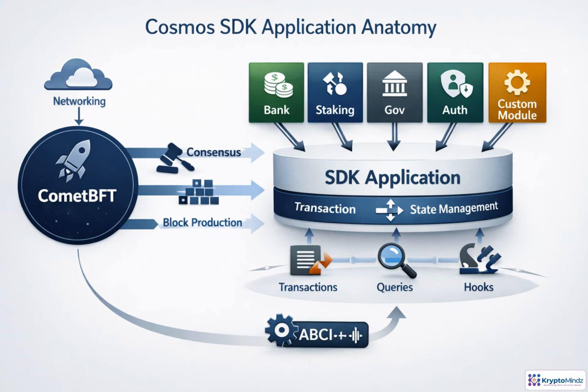A Cosmos SDK chain has two cooperating layers. CometBFT handles peer networking, consensus, and block production. Through ABCI++, those consensus events become application calls: checking transactions, finalizing blocks, answering queries, and committing state. The SDK application routes those calls into modules. Bank owns balances, staking owns validator logic, Gov owns proposals, Auth owns accounts, and custom modules define the business rules that make your chain unique.